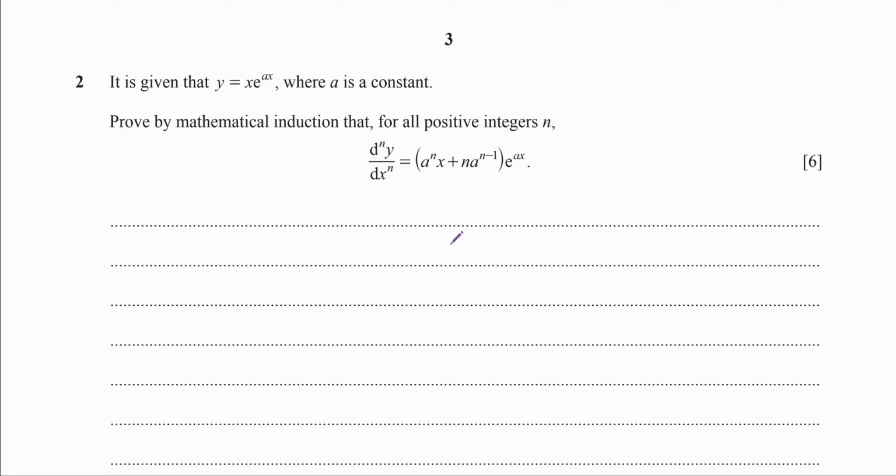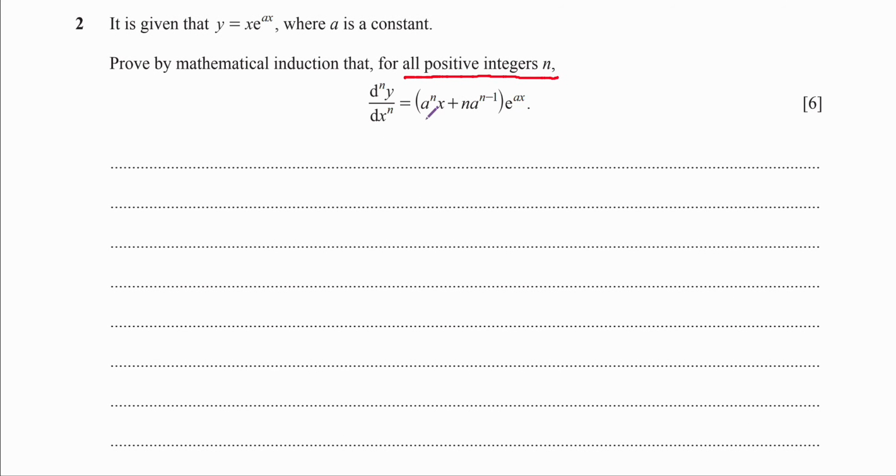Going to look at another proof by induction. We're going to look at a derivative example. So it is given that y is equal to x e to the power ax, where a is a constant. Prove by mathematical induction that for all positive integers n, d^n y by dx^n is equal to (a^n x + n a^(n-1)) e^(ax).